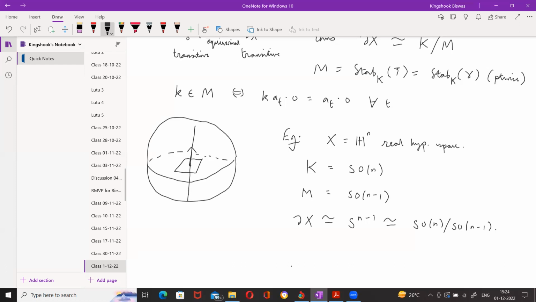So K by M is much thinner, right? I mean, in higher rank. Yeah, in a sense, in higher rank, it is smaller. I don't know exactly what the topology of K by M is in higher rank. Maybe I'll ask Mohan if he knows.